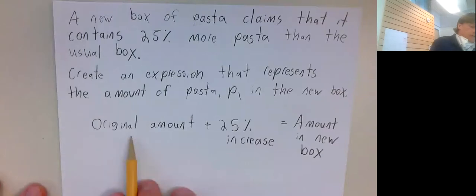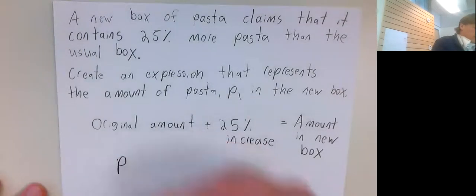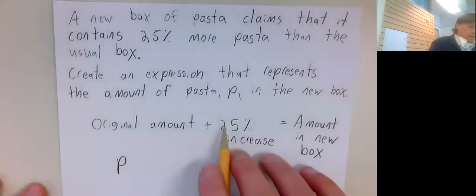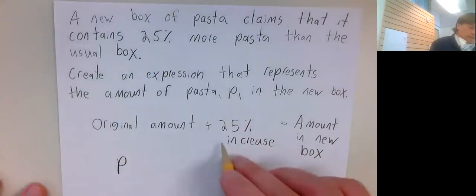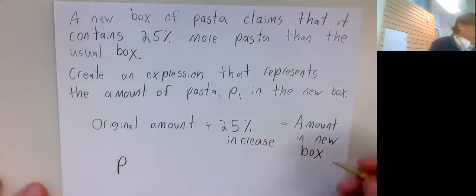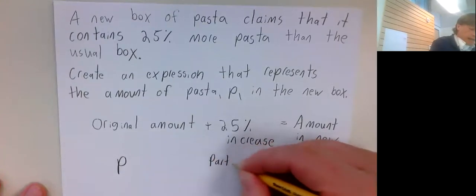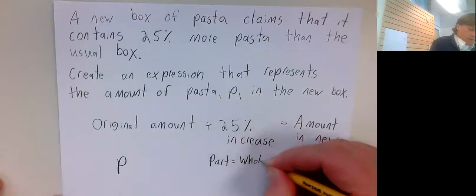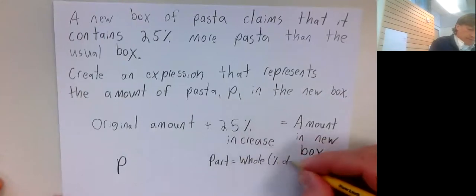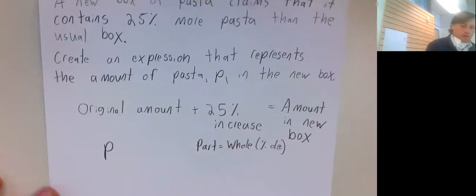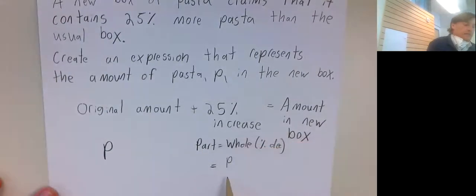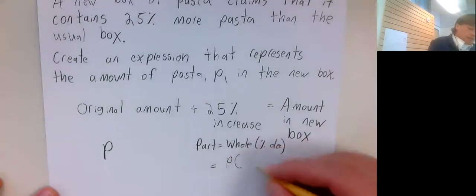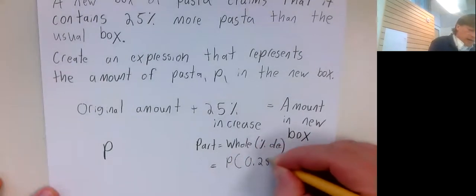Okay, so the original amount is just going to be P, what we're starting off with. The amount of pasta is just going to be P for the original. And this 25% increase, well, we got to figure that out. And we're going to use our friend part times whole equals percent as a decimal. We're looking for the part, so we're going to fill in the whole, which in this case is P. P is the original amount, so whole and the original amount are usually the same. And our percent as a decimal is 0.25.